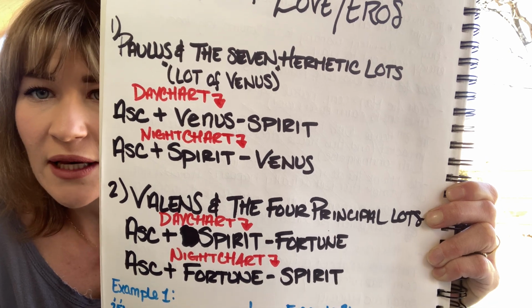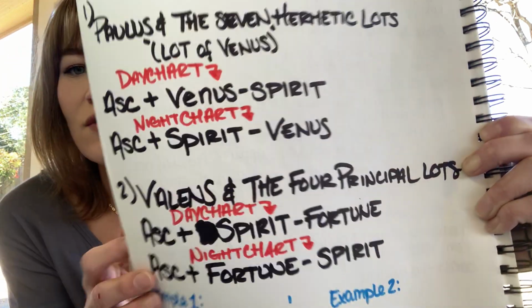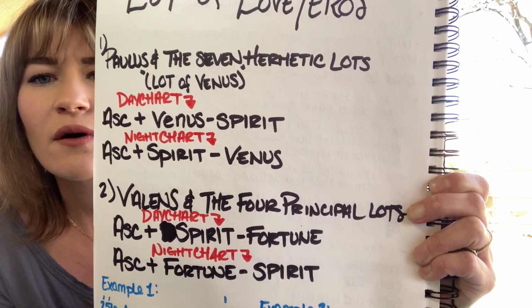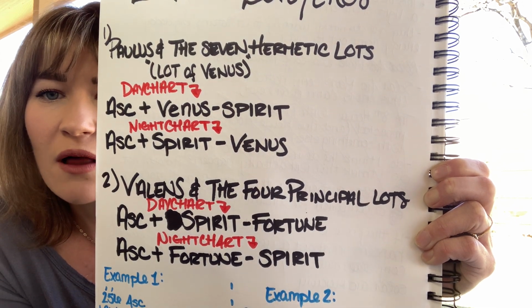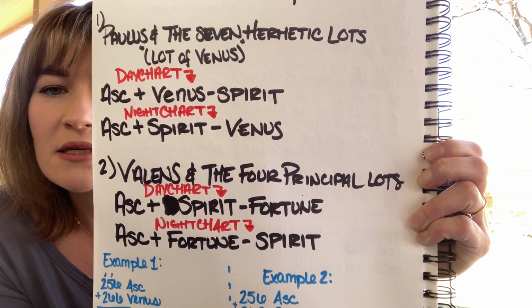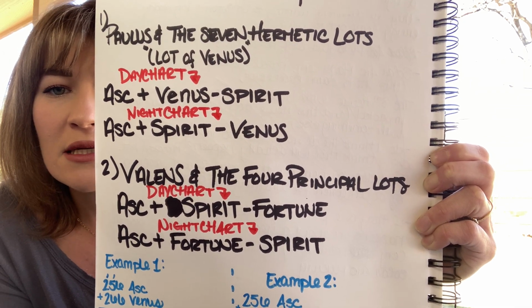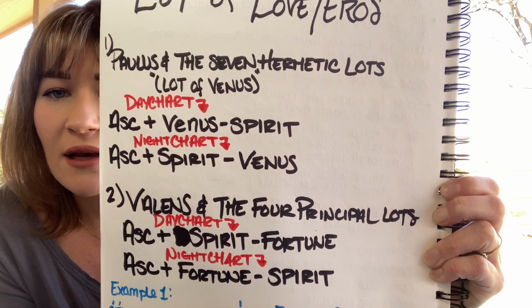Now, there is another way to calculate this. It is Fallon's formula, and I think some other people used it too. It's one of the 4 principal lots, and it is calculated by doing the ascendant plus the part of spirit minus the part of fortune in a day chart, and ascendant plus the part of fortune minus the part of spirit in a night chart.